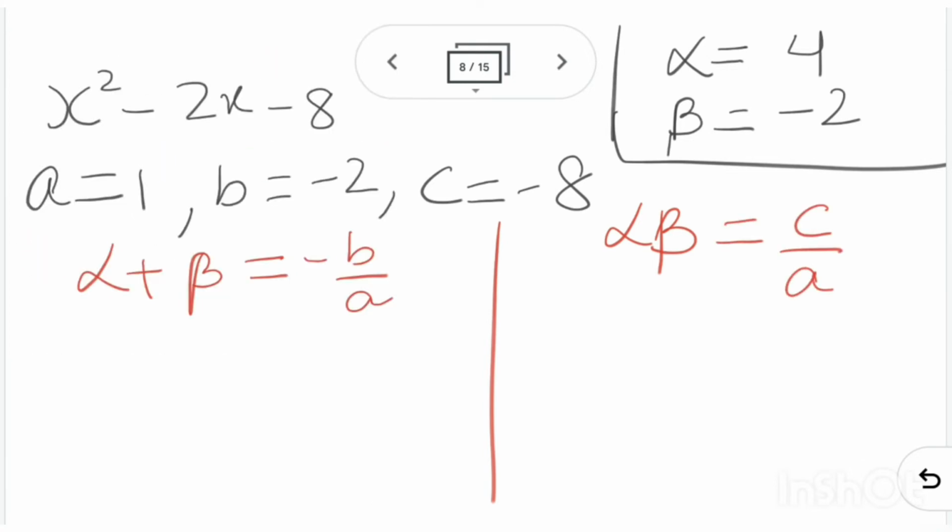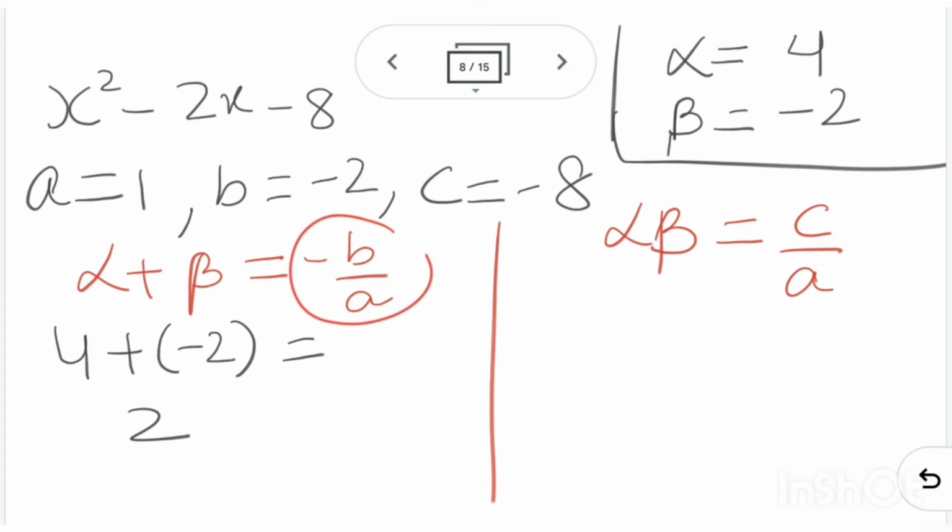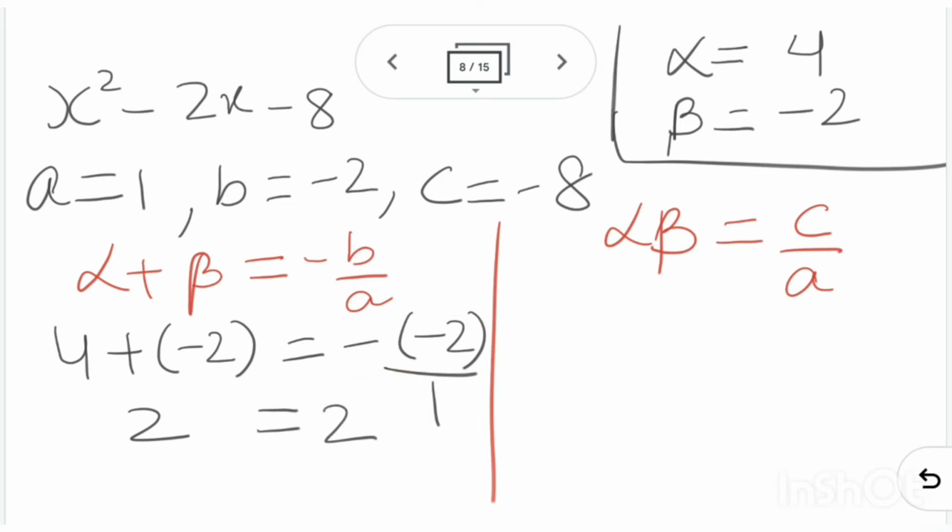Now let's insert values in this. Our alpha is 4, beta is minus 2, so we will write 4 plus minus 2. This will give us 2. Now putting values of coefficients in the right side, minus b upon a, b's value is minus 2, so we will write minus 2 in the bracket. This minus sign is of the formula and this minus 2 is because b is negative, upon a is 1. So now minus of minus 2 will become plus 2. So 2 upon 1, it's 2. So we have verified here that the left side equals the right side.